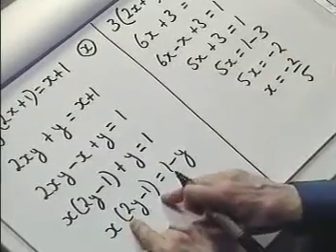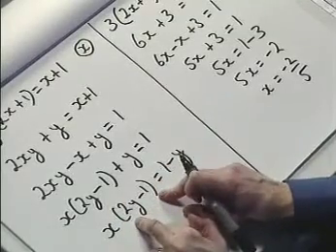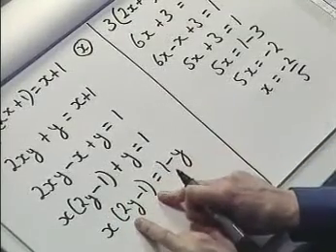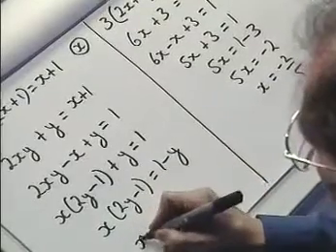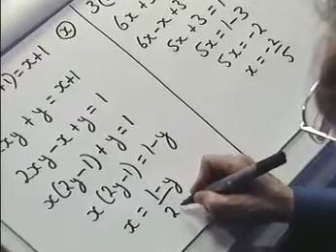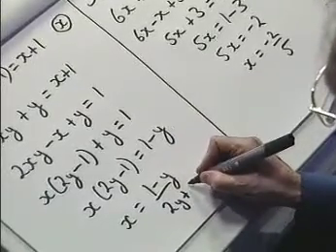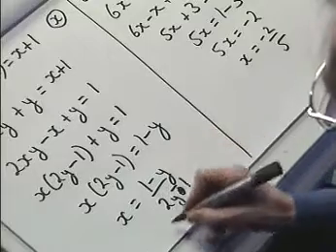So if I come back to this term in the bracket, 2y minus 1, is the term that's multiplying the x. And so I need to divide both sides by it. So x is equal to 1 minus y over 2y minus 1. Sorry, I made a mistake there.